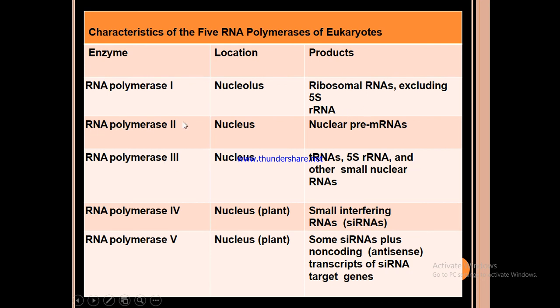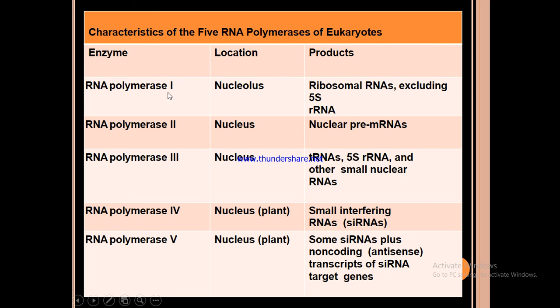RNA polymerase 2 transcribes the pre-mRNA, which is messenger RNA, and also snRNA, small nuclear RNA, siRNA, small interfering RNA, and miRNA, that is microRNA. So miRNA, siRNA and messenger RNA are transcribed by RNA polymerase 2, and RNA polymerase 3 transcribes the tRNA molecule and 5S RNA.